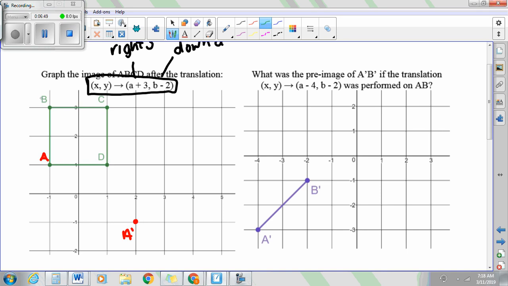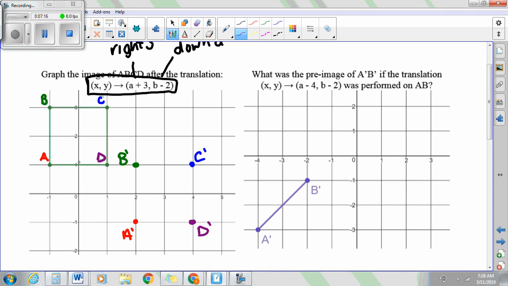Let's do the same for B. Here's my B. Move to the right 3, down 2. So here's my B prime. Let's take C, move it to the right 3, down 2. So here's my C prime. And here is my D, so move it to the right 3, down 2. So here is my D prime.